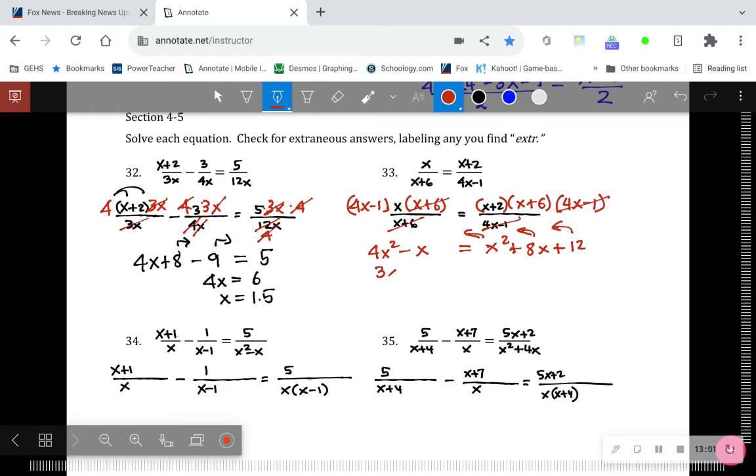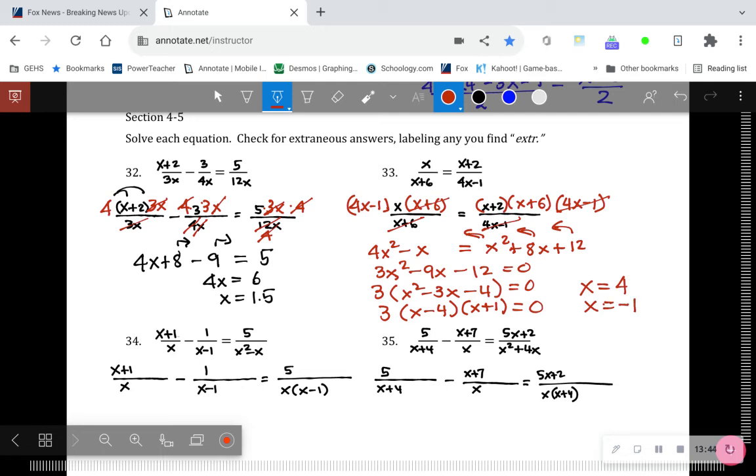That gives you 3x squared, and then minus 9x and minus 12 equals 0. We'll factor out a 3. And if you break this apart, you get x minus 4 and x plus 1. And that would lead us to answers of 4 and negative 1.